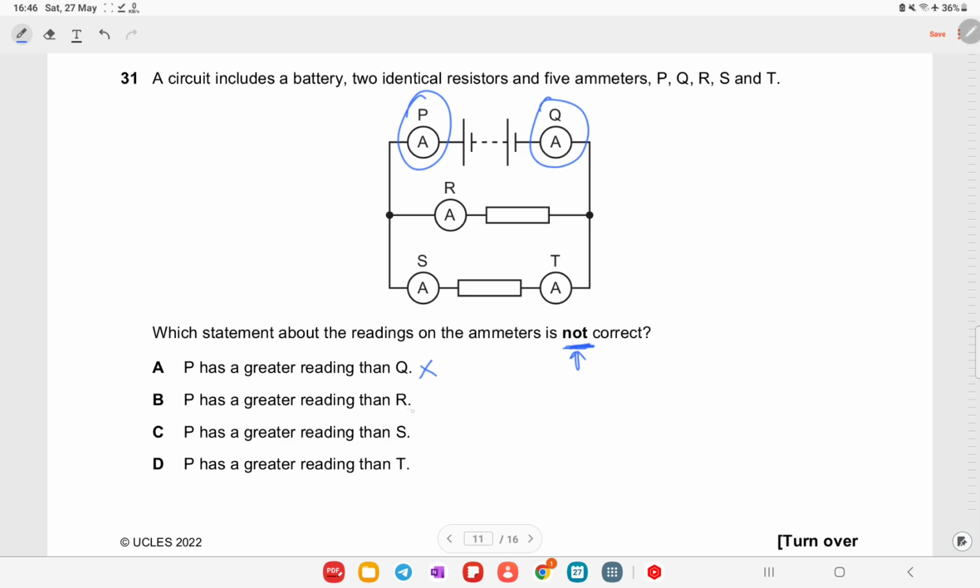P has a greater reading than R. This is true. Okay. And P has a greater reading than S. Obviously, this is also correct. P has a greater reading than T. So option A is going to be the statement which is not correct.